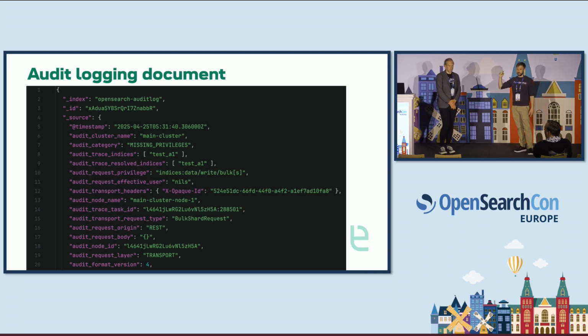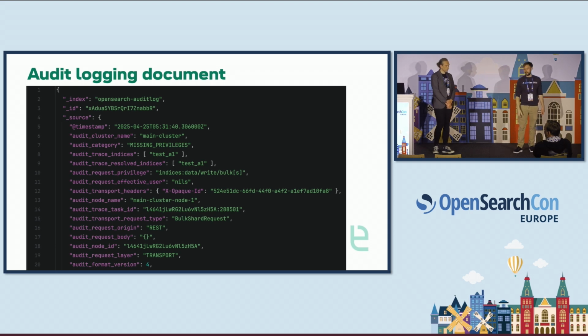In particular, I want to point out that we do have the action information, the action that the user is trying to perform in here, this being a bulk shard write request. And since a bulk shard write request occurs on a set of indices, we also have the set of indices that the action is being performed on, contained in this document.